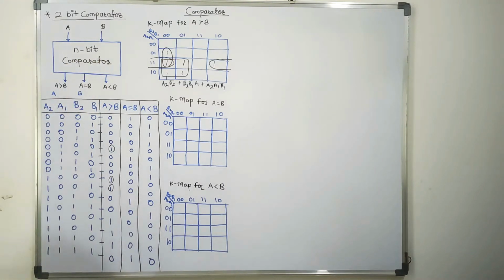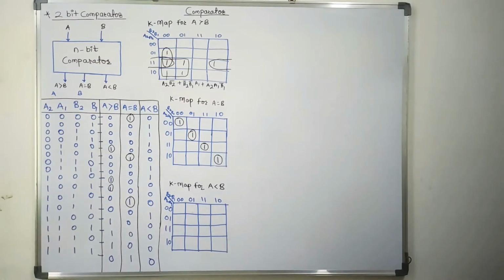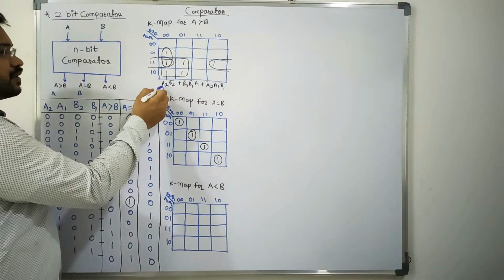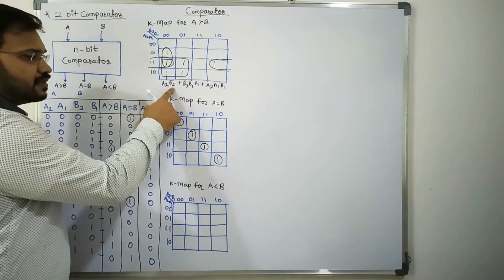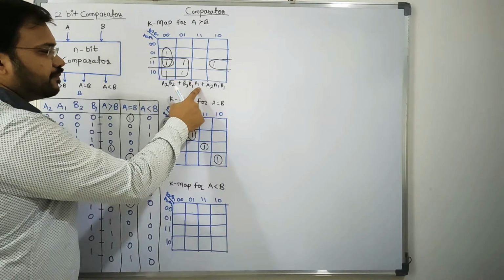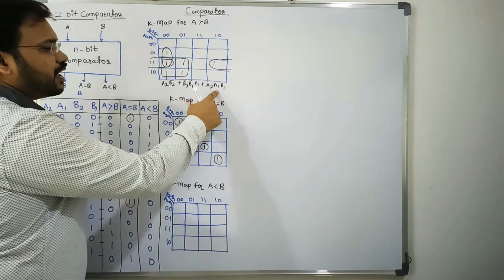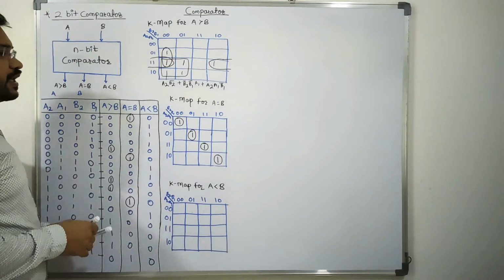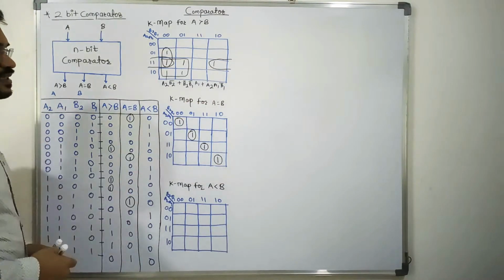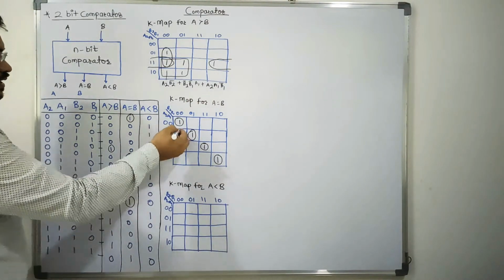So in this way we have to find out the value of this K-map for A is greater than B. Here the equation we are getting is A2 B2 bar plus B2 bar B1 A1 plus A2 A1 B1 bar. Okay.